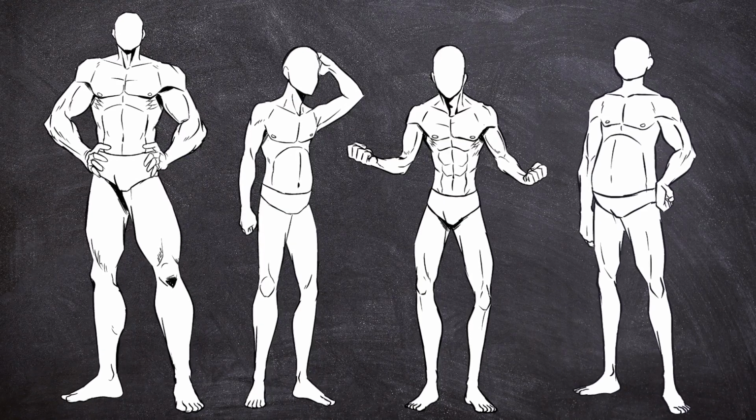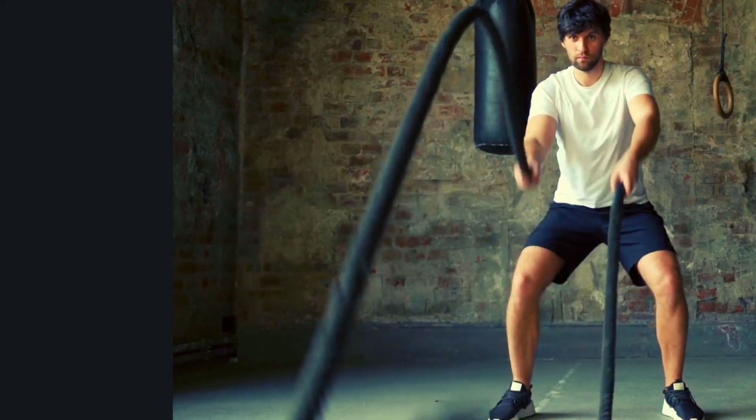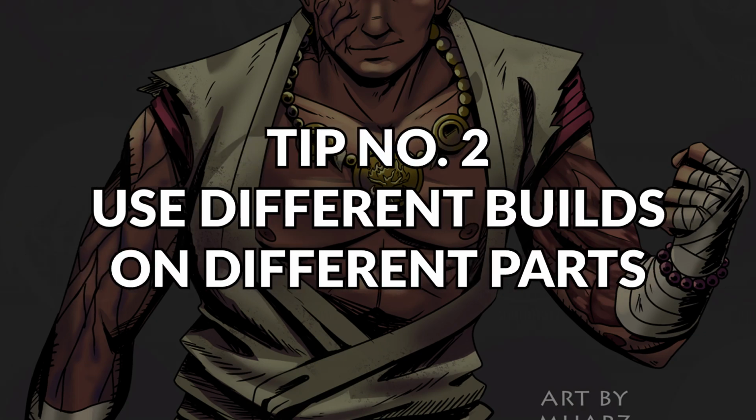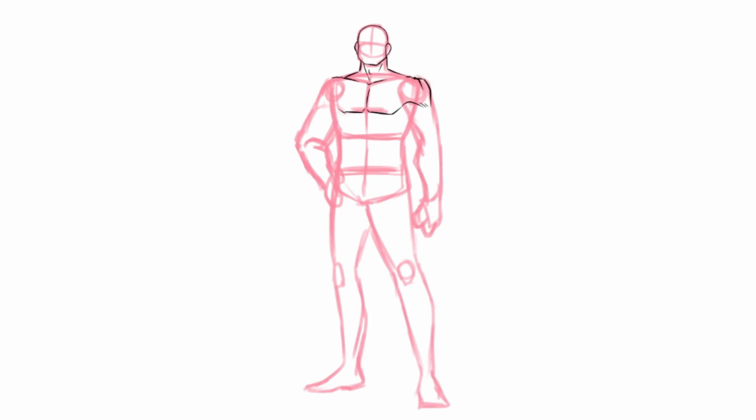All of these are feasible because the way people eat and the amount of physical activity they do differ from person to person. With that in mind, we can also mix and match this build on different parts of the body. For example, say this person is doing a lot of lifting at their job but they also eat and drink a lot. So you can draw the arms with very prominent muscles, but for the body, you can draw it with some belly fat.